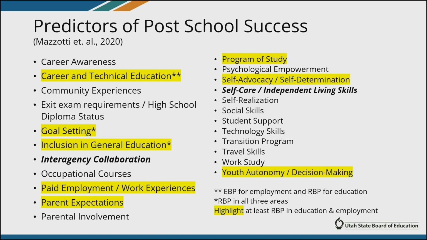The highlighted predictors are the biggest bang for the buck. They are research-based as predictors of positive outcomes in at least education and employment. Career and Technical Education, or CTE, currently has the strongest level of research behind it as a predictor of post-school success in further education and training and employment. Other powerful predictors include inclusion in general education, paid employment and work experiences, high parent expectations, and student skills in self-advocacy and self-determination. Consider your own transition from school to adult life. What experiences from this list were influential in your success as a young adult? Consider if the students you are supporting have these same opportunities.